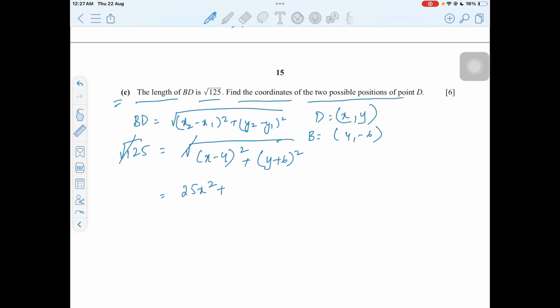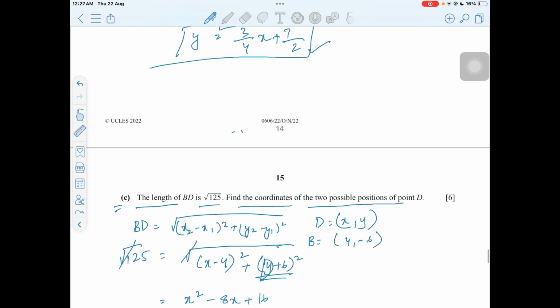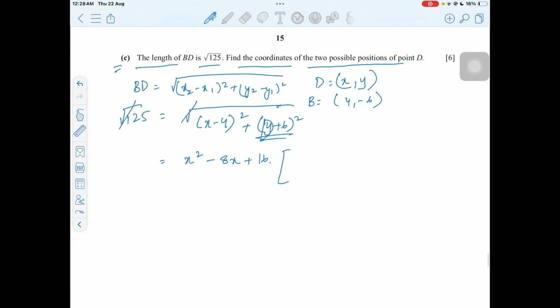Sorry, made a mistake over here. So this would be x². 2 into 4 is 8, negative 8x plus 16, and this is (y + 6). So this y is basically this, right? So this is 3 upon 4x plus 7 upon 2 plus 6, whole squared. This will be multiplied by 2, so this will be 12 plus 7. I guess 12 plus 7 is 19 upon 2.